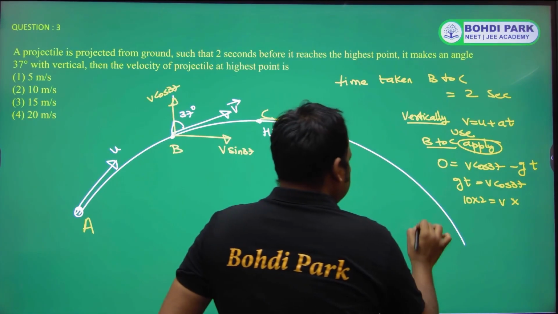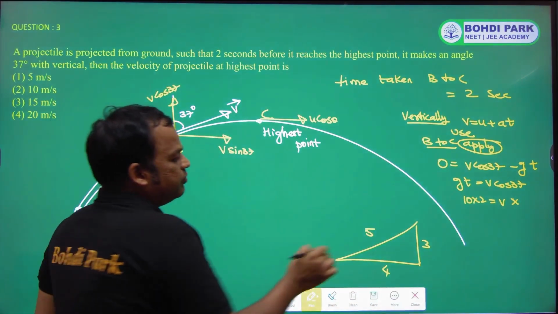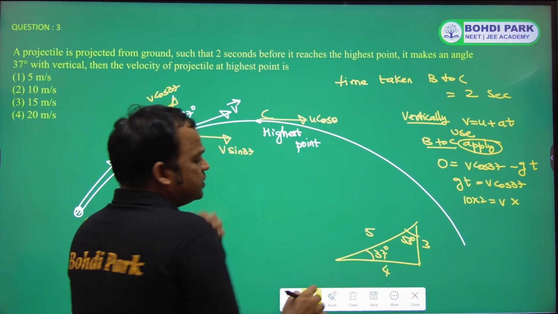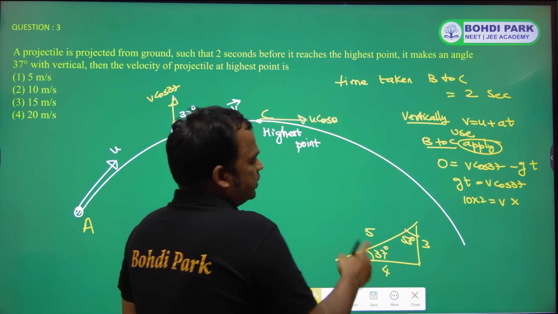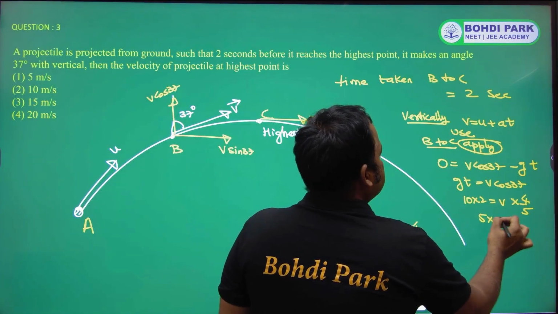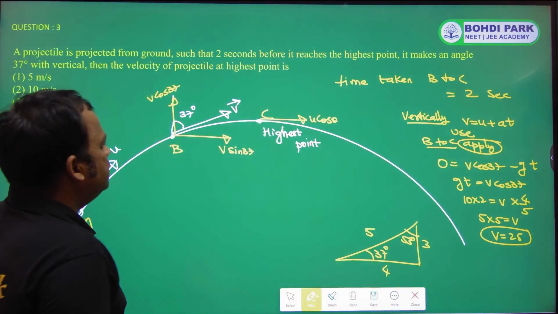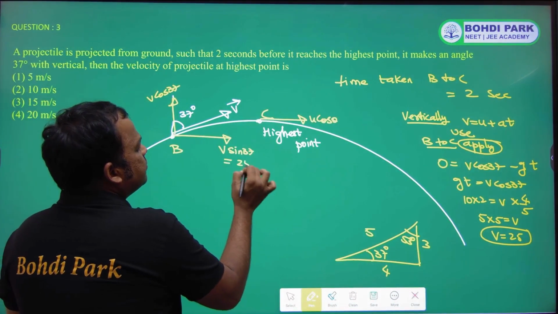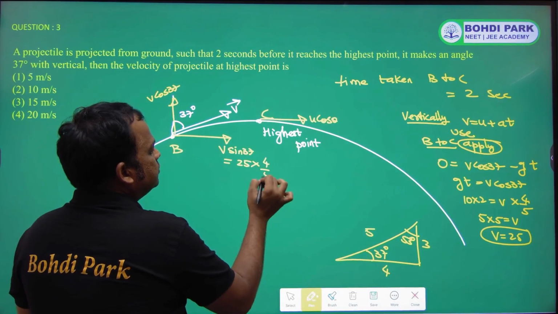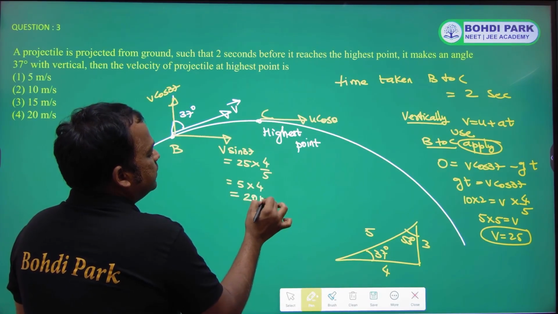Now cos 37, we can check this triangle. So this is 3, 4, 5 triangle. Angle between 5, 3 is 53. The other angle is 37. So cos 37 is 4 by 5. So this is 5 into 5. So we got v value as 25. V is 25. So v sine 37 is 25 into sine 37, which is 4 by 5. So this is 5 into 4. So this is 20 meter per second.